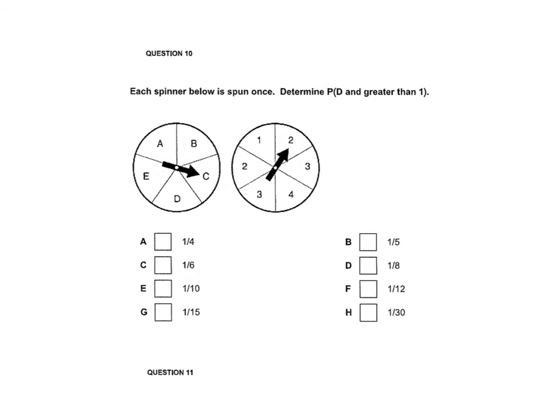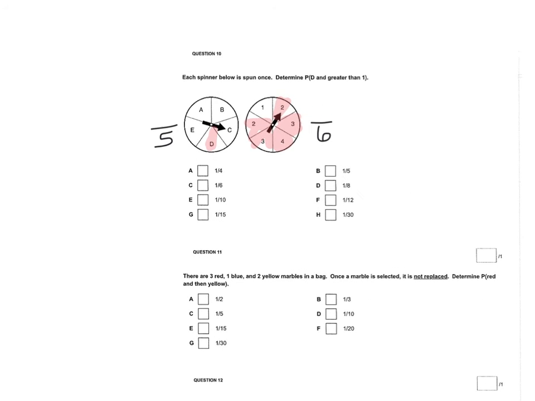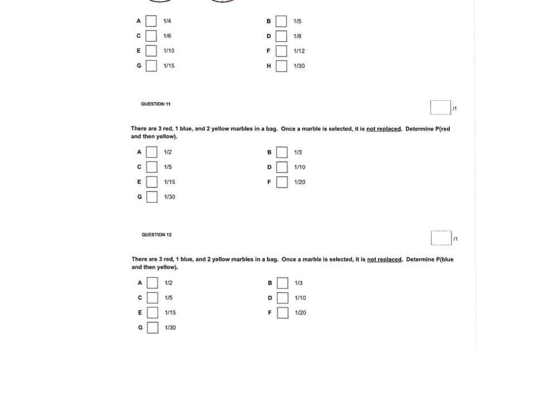Okay, same things. These are the same spinners. So we're looking at out of 5 and out of 6. Probability of landing on D and a number greater than 1 on spinner 2. So that would be all of those. All of those are greater than 1, and then multiply across.